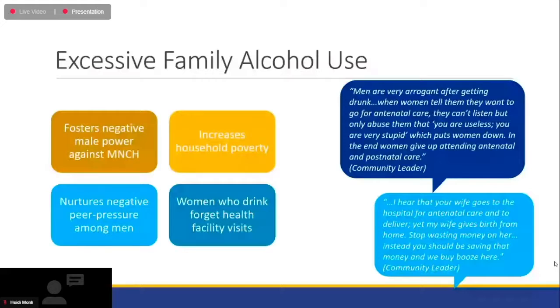Also, participants reported that excessive family alcohol use will lead to increased household poverty because the men, the women who are involved do not work, they do not save, so there is poverty created. And as well, for the women who drink in excessive amounts, we found that they will tend to forget their health facility visits, including antenatal care.